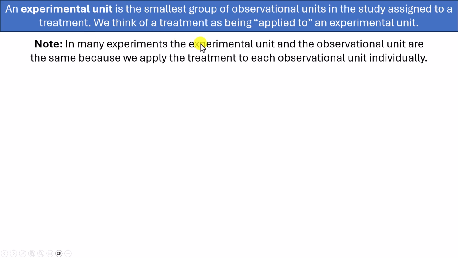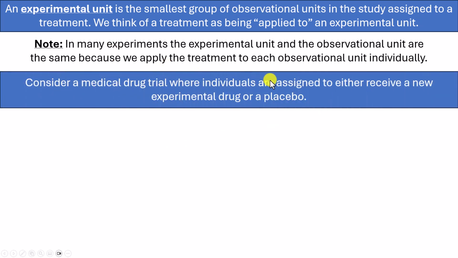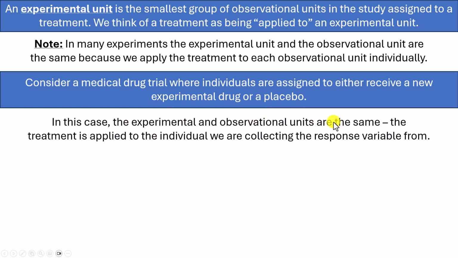So note, in many experiments, the experimental unit and the observational unit could actually be the same, because in many cases, we might apply the treatment to each observational unit individually. So consider a medical drug trial where the individuals are assigned to either receive a new experimental drug or a placebo. Well, in this case, the experimental and the observational units are the same. The treatment is applied to each individual, and we are also collecting the response variable from that same individual. So we are both giving each individual either the drug or the placebo, and we're also collecting health data from that same person, right? So that means that both the experimental and observational units would be the same.